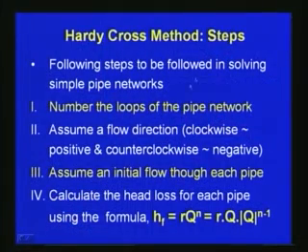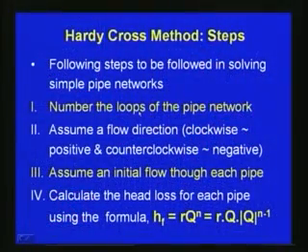Now we will discuss the various steps involved in the Hardy-Cross method. First, for the given network we put the node numbers, identify the fixed grade nodes, and identify the loops. The steps include, first, identifying the number of loops of the pipe network. Step 2, assume a flow direction. Generally, we consider clockwise flow direction as positive and counterclockwise flow direction as negative. Step 3 is to assume an initial flow through each pipe.